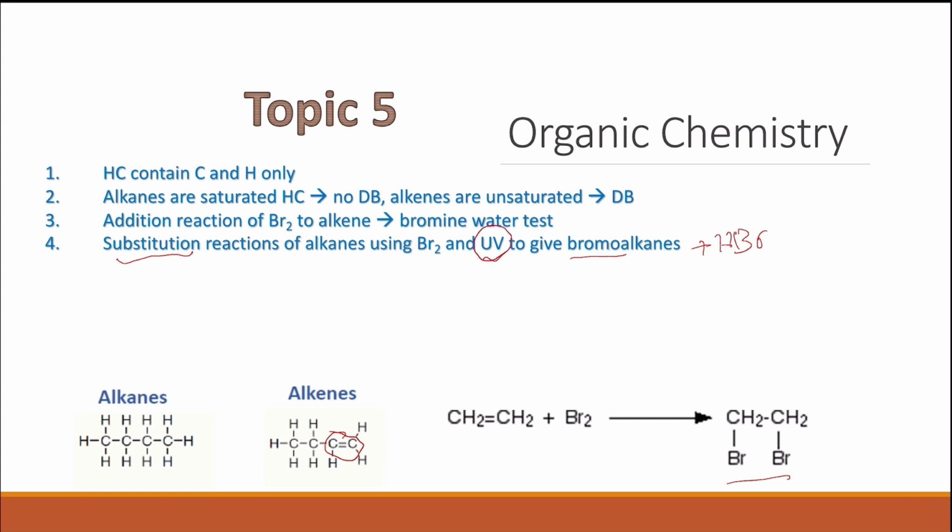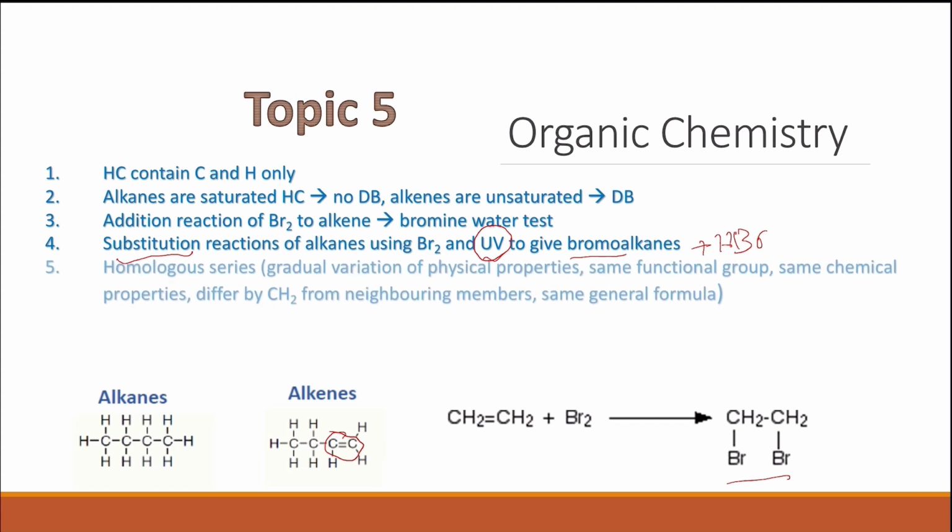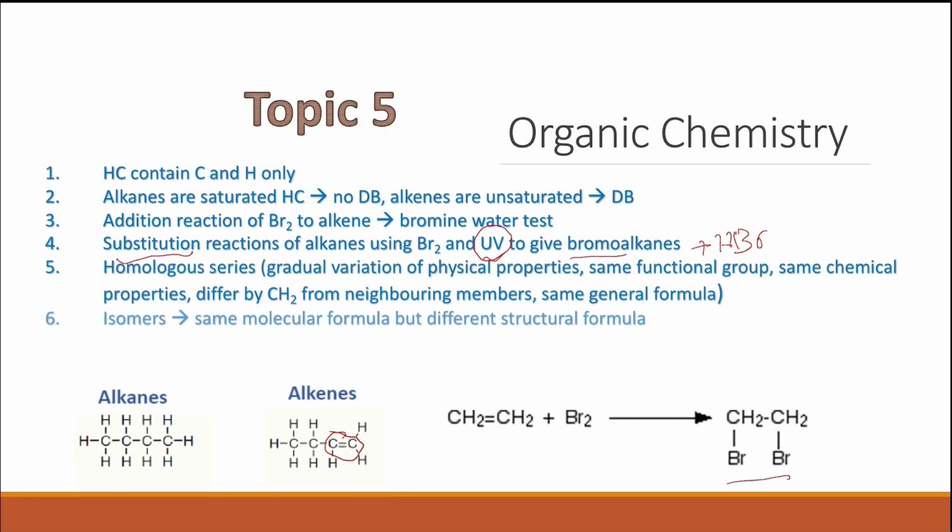So if they ask you about this reaction, they're going to ask you about the conditions. So the condition is the use of UV, and the products are bromoalkane and hydrogen bromide, and it's called substitution reaction. Homologous series sometimes come up in the exam, not always, so it's not very common to ask about homologous series, but the main things that you need to know are that they are series of compounds that have the same general formula, they have the same functional group, so they have the same chemical properties, but they have gradual change in their physical properties.